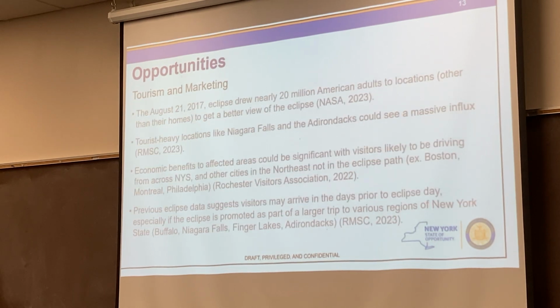In August 2017, the eclipse drew nearly 20 million American adults to other locations than their homes to get a better glimpse of the event. People are gonna be traveling. Traveling dictates needs. So that's where we all come in.